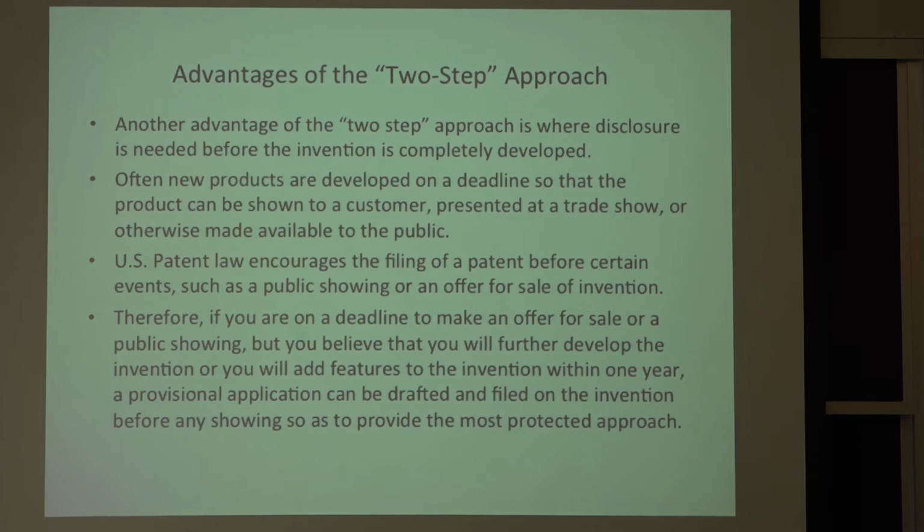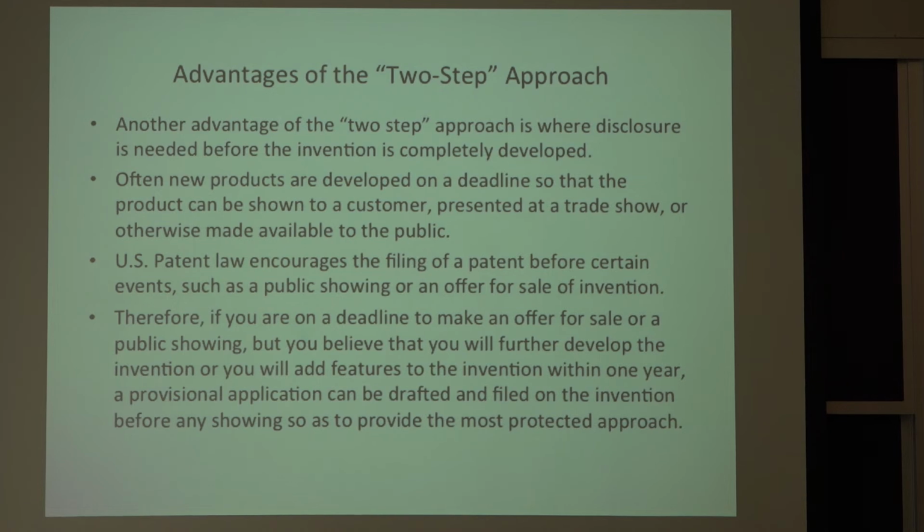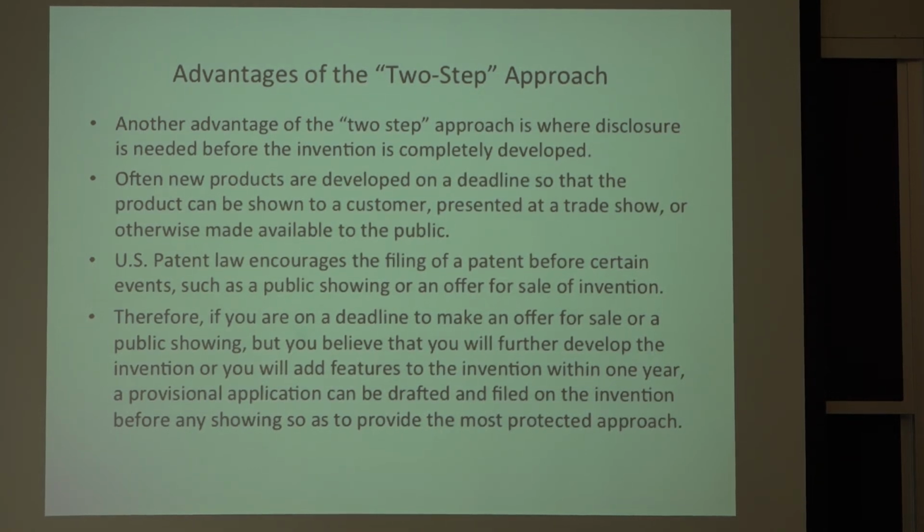So if you have a deadline to make an offer or for a sale or for a public showing, but you believe you're going to need to further develop the invention, add features to it, as in the case of this intermediary device that I had in mind, the provisional patent application with that 1 year to develop it is like a godsend. It really is, and it's so much better than being in an absolute novelty country, because you really have this whole year to develop the thing. You can see why inventors petitioned the Congress to give them that 1 year period of time. You don't have that period of time in absolute novelty countries.